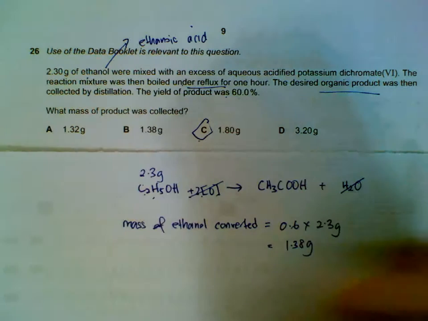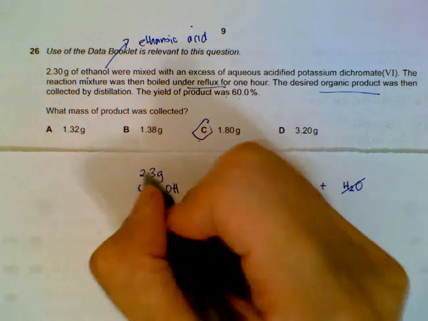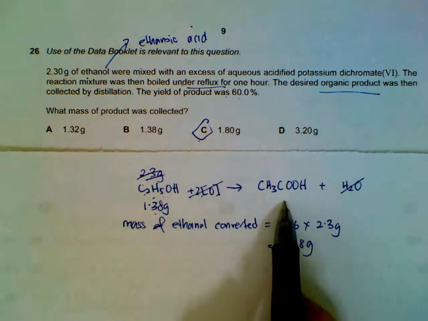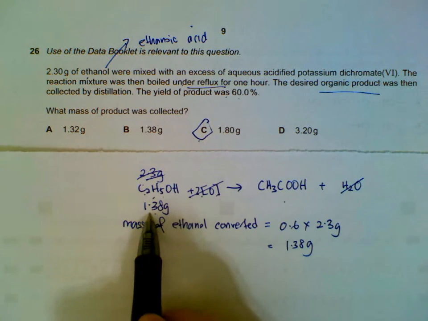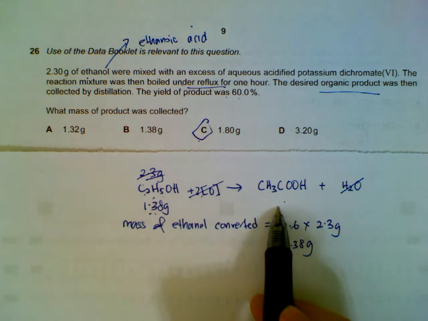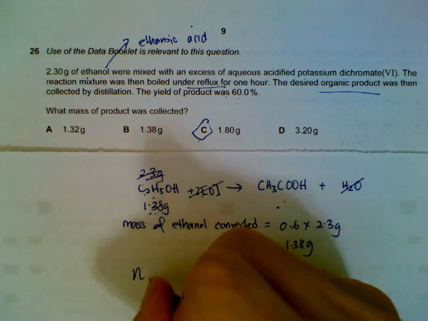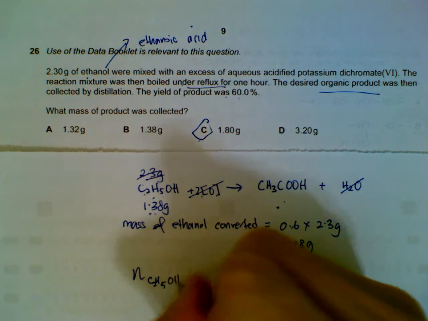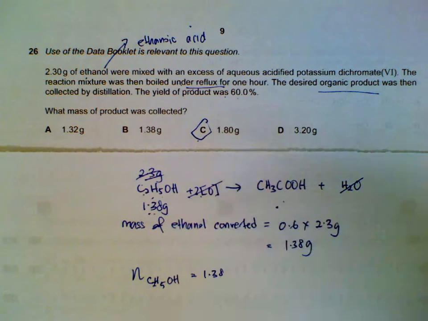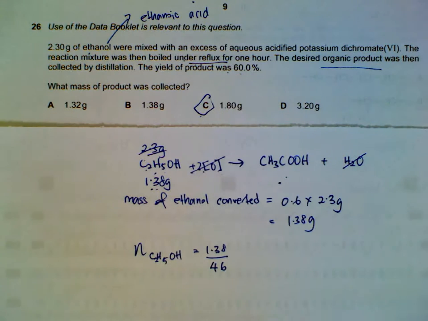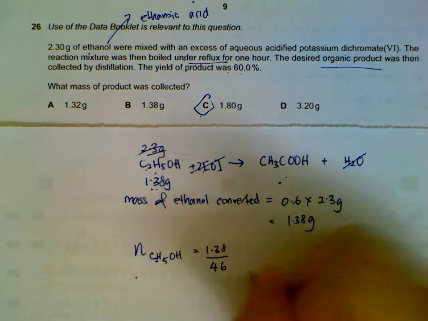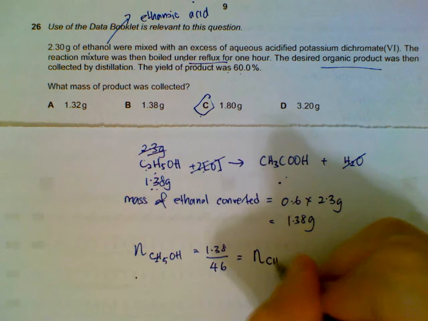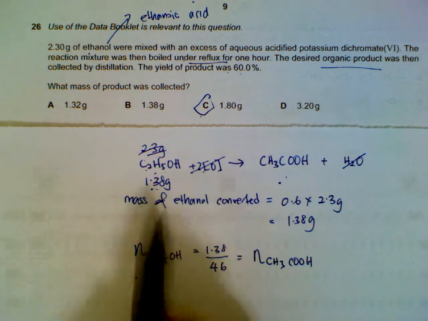So we can view the question again afresh as this is 1.38 grams. What's the mass of ethanoic acid produced? All we have to do is convert this to number of moles, and then we have the moles of ethanoic acid, and then we will have the mass of ethanoic acid. So moles of ethanol is the mass that was successfully converted, divided by this Mr, which is the same as the moles of your ethanoic acid, because the ratio is 1:1.